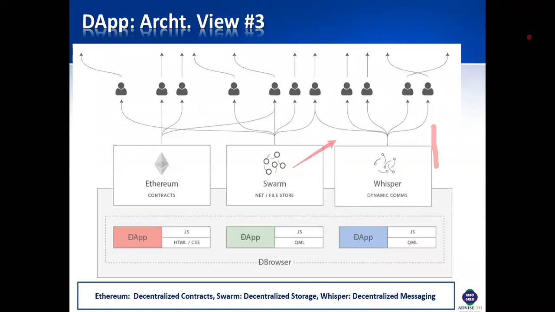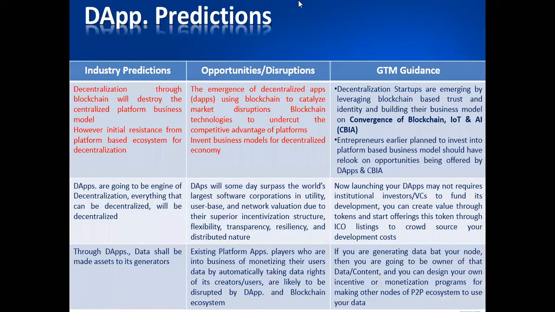Now I'm going to the next slide. Here are some of the DApp predictions. This market is evolving very fast. Last year, there was not much insight about the DApp market, which is the decentralized application market. But towards the end of 2017 and towards this year, we have seen a lot of traction in the deployment of various distributed, decentralized applications on the blockchain infrastructure.